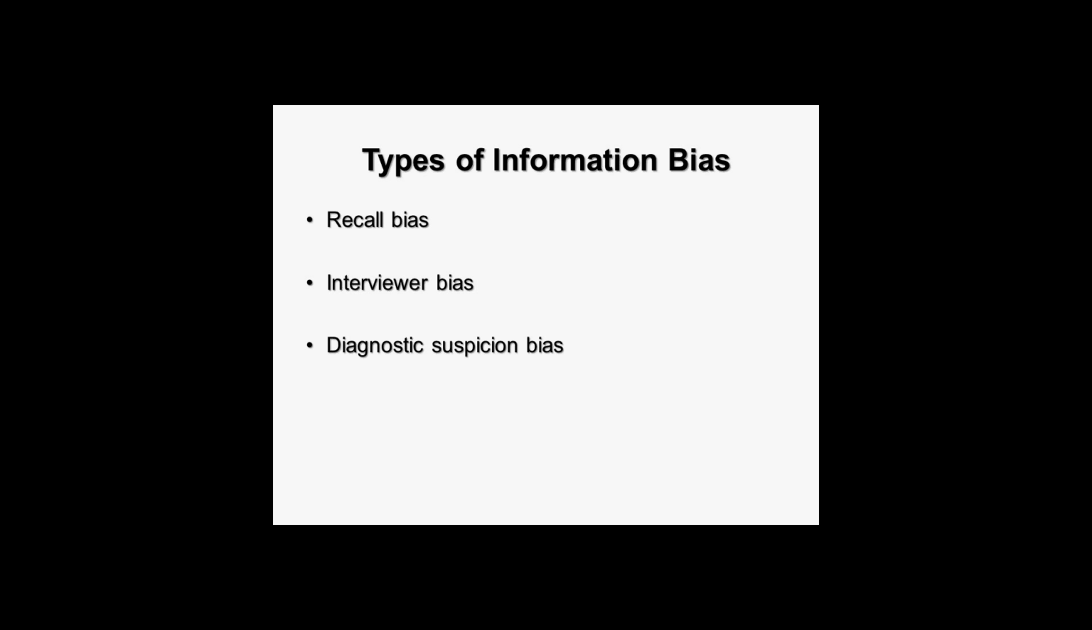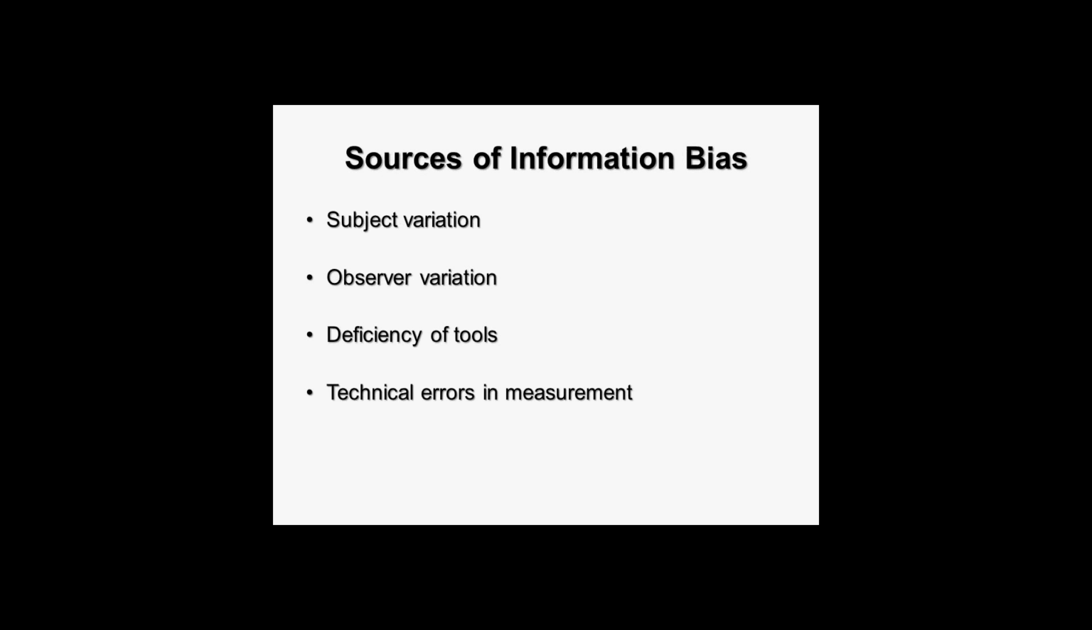There's also a diagnostic suspicion bias, in which someone comes in with a syndrome related to the case, and the person knows this, and so they start asking about other things that may be related to it. For example, if they know that a child has epilepsy, then they start finding out about ADHD, because research has shown that there's a pretty strong association between epilepsy and ADHD. The sources of information bias: subject variation, observer variation, deficiency of tools, technical errors in measurement.